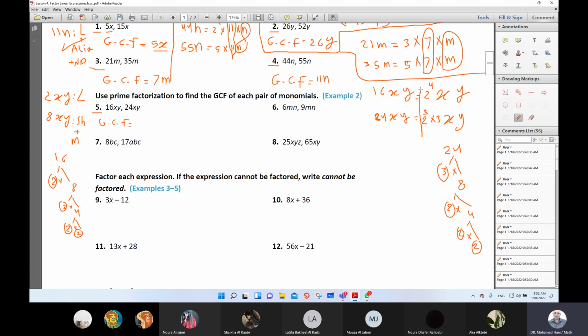So as you see the common, we have two common. And we have x common. And we have y common. Take the two in the low exponent, means 2 exponent 3 times x times y. 2 exponent 3 means 2 times 2 times 2 equal 8xy. So the answer will be true for the Sheikha and Moza. Great for all. I want from all now to try number 6, please.